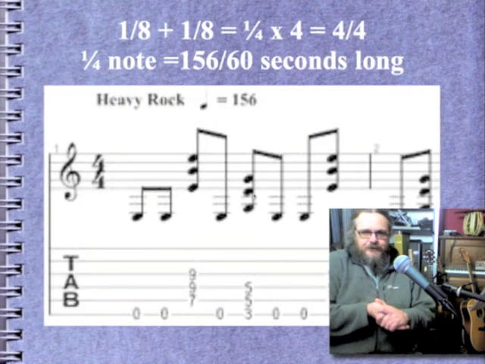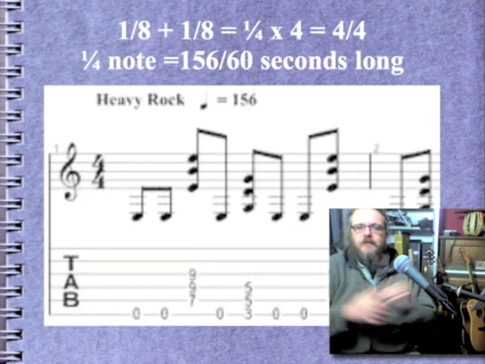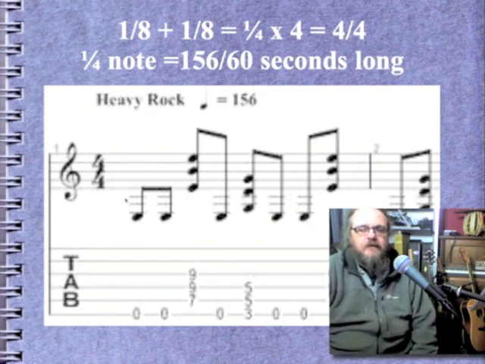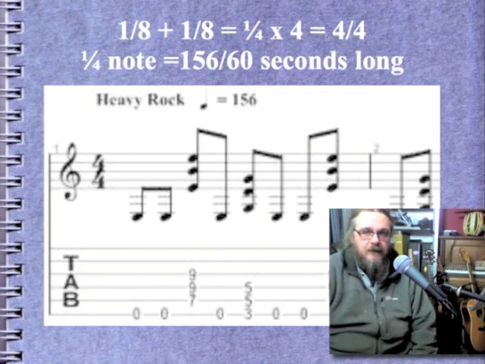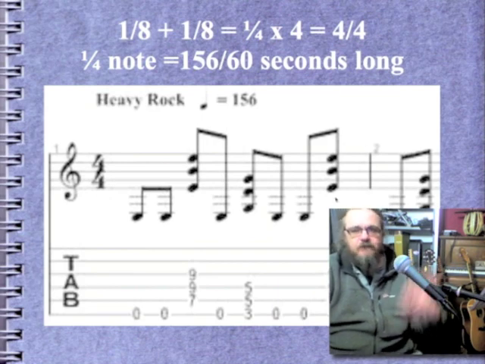Here's an example on a piece of music, heavy rock, quarter note equals 156 beats per minute. Okay, so let's work out how that's divided up here. Look at this first bit here, you've got two eighth notes, an eighth and an eighth, which adds up to a quarter note, and then you've got another three groupings of these, so that gives you four quarter notes in all, because you've got four lots of two eighth notes, and that equals four quarter notes. So there are four quarter note beats in that bar, and that's 4/4 time.